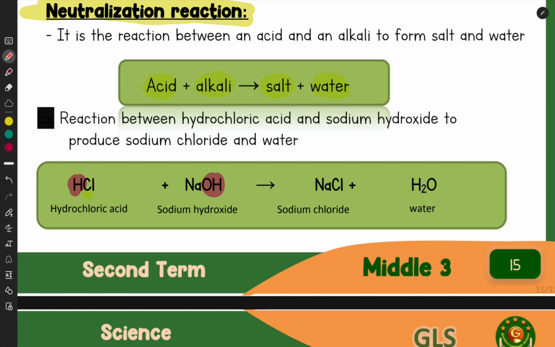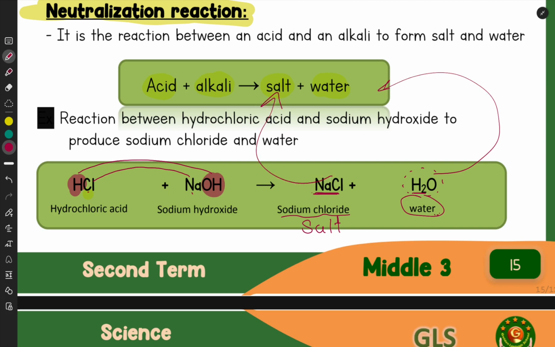If we add them together, the H attaches to the OH and the Na attaches to the Cl. So this will produce NaCl, and H plus OH gives us H2O. The result will be NaCl plus H2O. We know H2O is water and NaCl is sodium chloride, the salt. This is the main formula of the neutralization process: acid plus alkali or base gives us salt plus water.